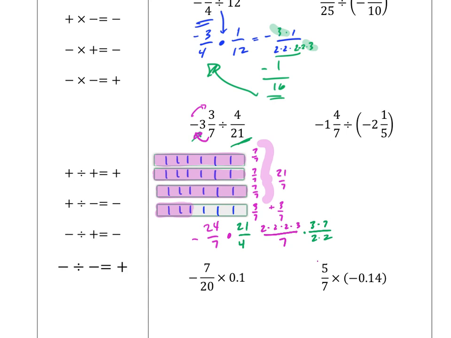Now by multiplying all these together, I'm just going to look for what simplifies. And I see that I have a 7 here and a 7 there, a 2 here and a 2 on the bottom, and a 2 on the top and a 2 on the bottom. So what I'm left with is 2 times 3, which is 18 over 1, and it was negative. So this equals negative 18.